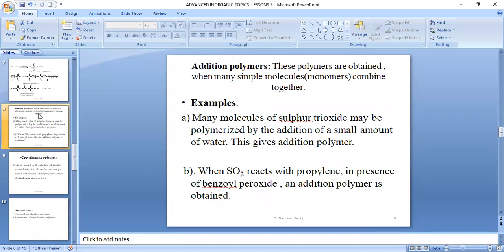Another type under the second classification is the addition polymer. These polymers are formed when many simple molecules or monomers combine together to give rise to the addition polymer. An example: we have many molecules of sulfur trioxide which polymerize by addition of a small amount of water to give rise to an addition polymer. Another one is sulfur dioxide, which reacts with polypropylene in the presence of benzoyl peroxide to give the addition polymer.